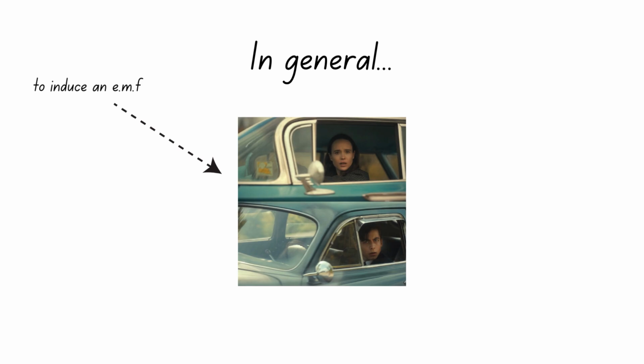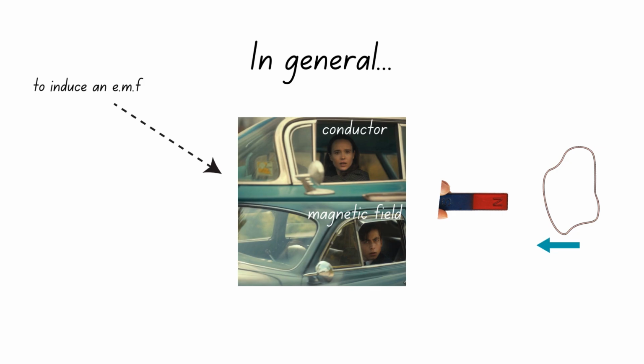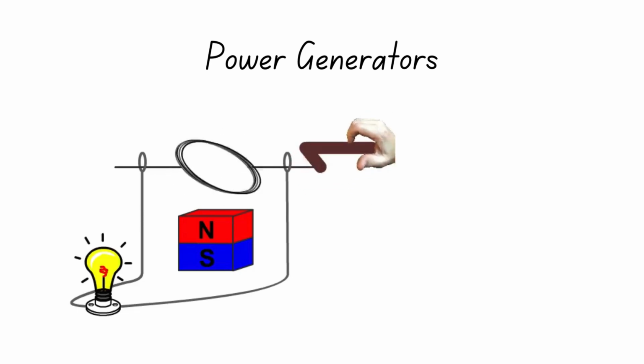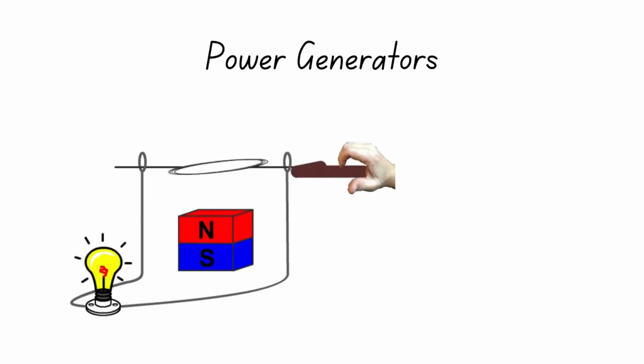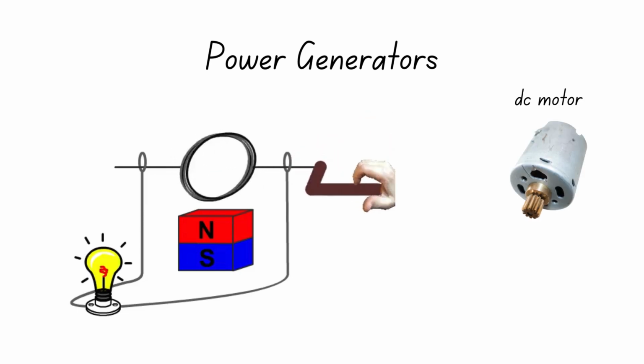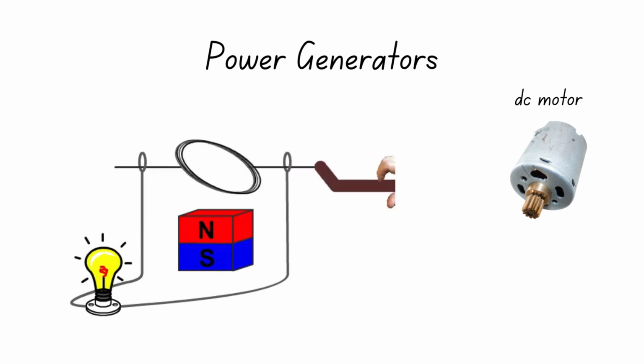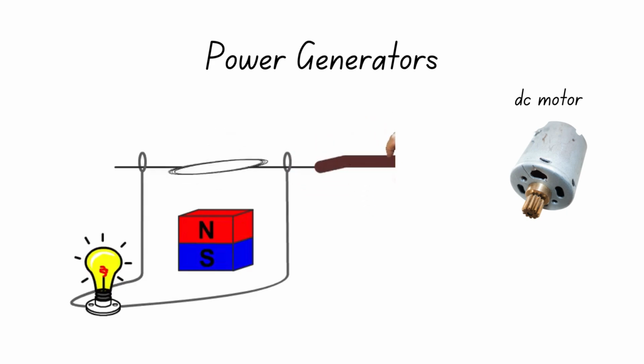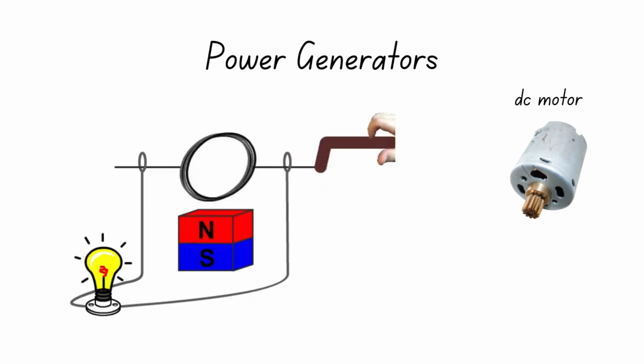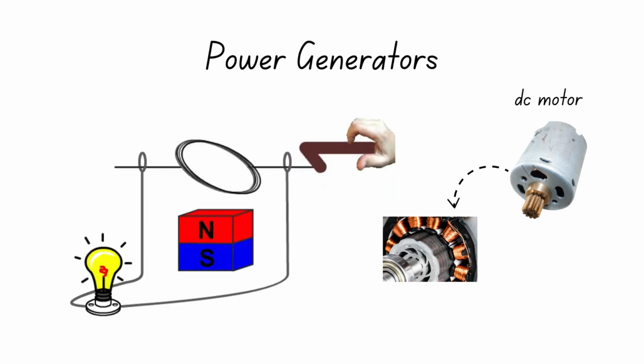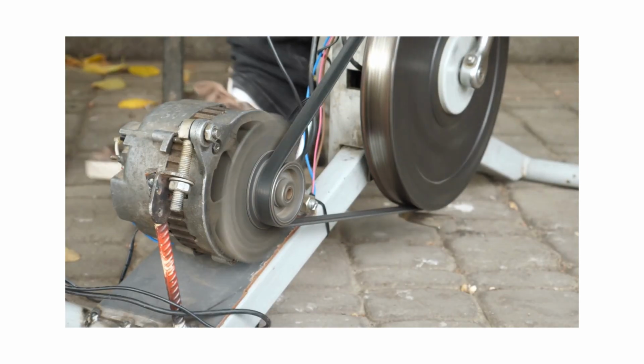In general, to induce an EMF in a conductor, you need relative motion between the conductor and the external magnetic field, meaning that you can move the coil instead of moving the magnet. This is how it's done in power generators, by rotating coils in a magnetic field. The design is similar to that of a DC motor, which we talked about in our previous video. Actually, any DC motor that uses permanent magnets can generate an EMF if it is rotated manually.